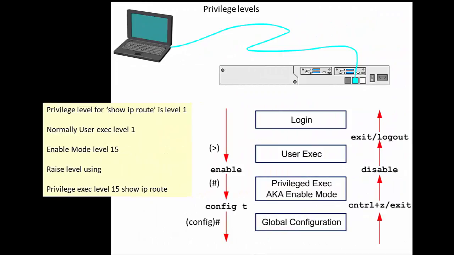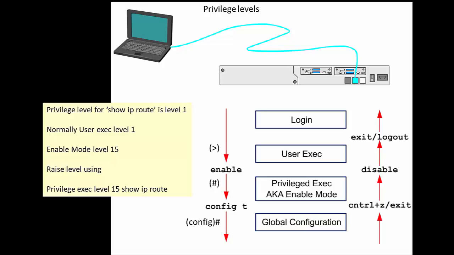We've seen how to move between the levels. There are normally a set of commands associated with each of those levels. That's because they share a privilege level. Normally, the user exec level has a privilege level of 1. The enable mode level, or the privileged exec mode, has a level of 15. We can associate commands with a value that represents the level that they must have before that command is executable.